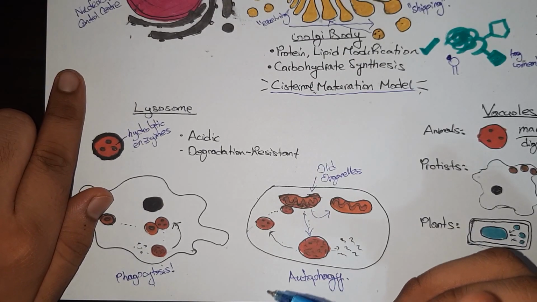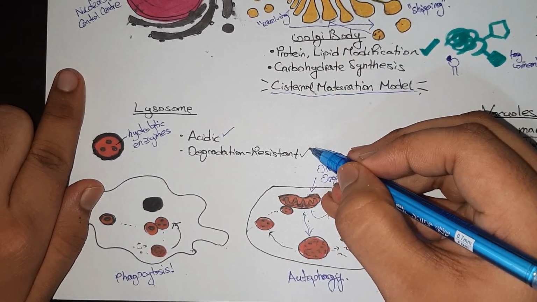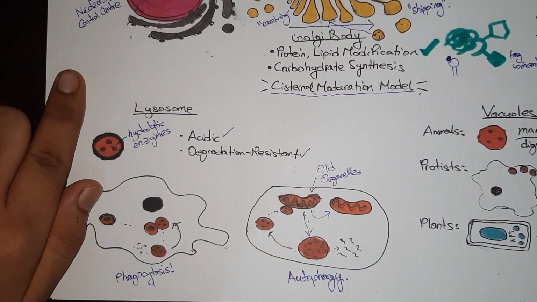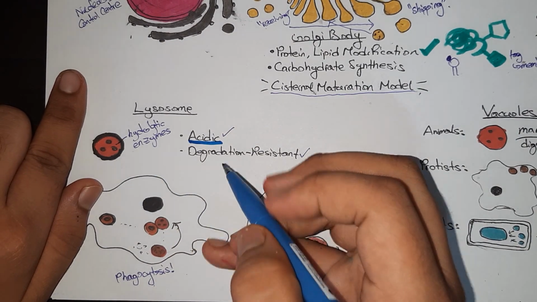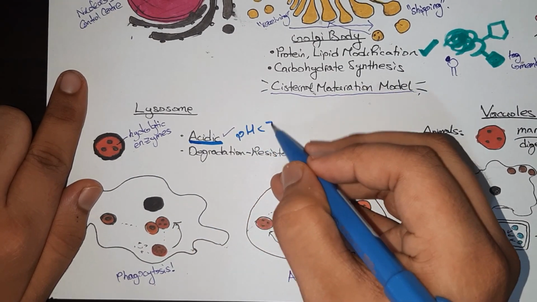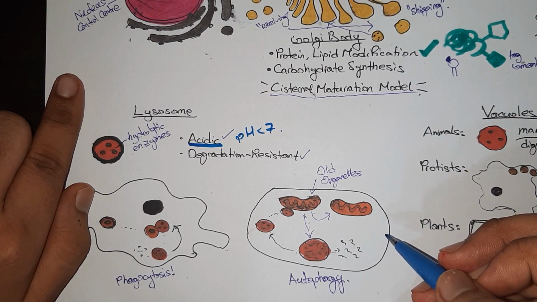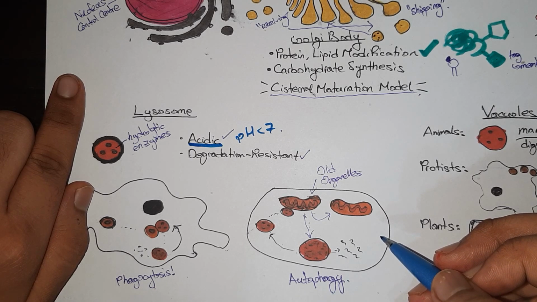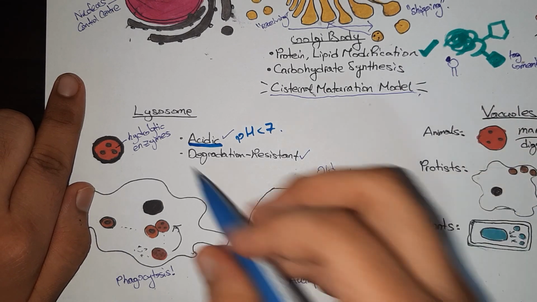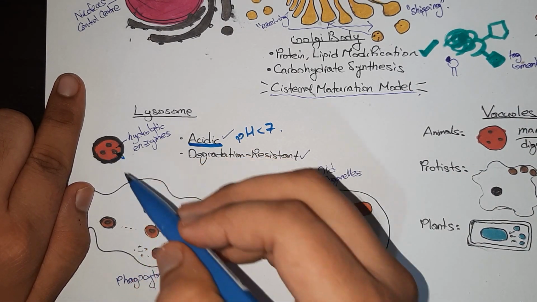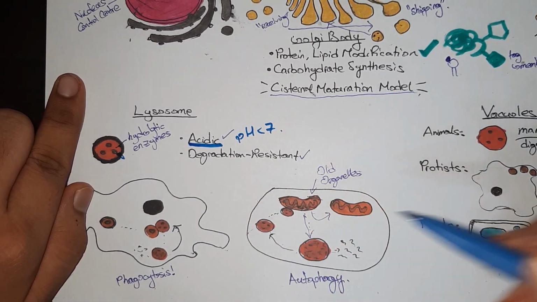Now students, two important characteristics of the lysosome are that it is acidic and it is degradation resistant. It must be acidic because the enzymes that are inside the lysosome function optimally at an acidic pH. So that means the pH must be less than 7. The second thing is that the lysosome must be degradation resistant. Only when it is degradation resistant will the enzymes not digest the lysosome itself. Because the membrane proteins here as well as the proteins themselves are degradation resistant, it will not get digested itself and it will only digest other food products.